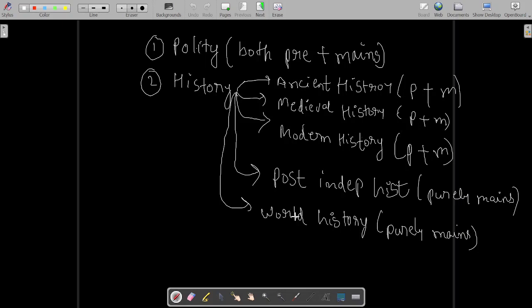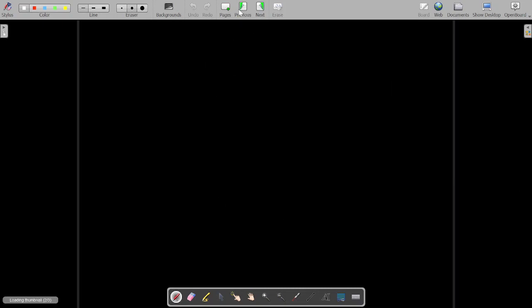Ancient, medieval, and modern will make your base, and after the base is made, the toppings on the cake are post independence history and world history. The concepts which you learn in ancient, medieval, and modern will be used in post independence history and world history. So this is the bifurcation of history. Then your third subject is geography.